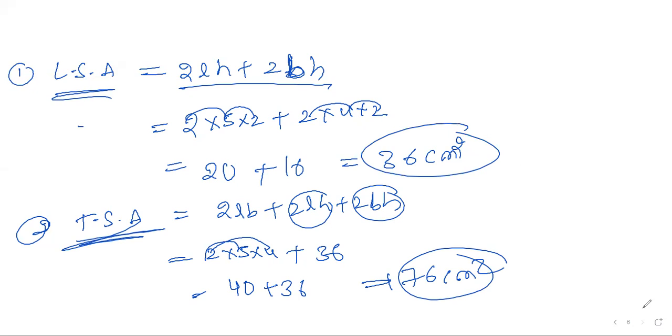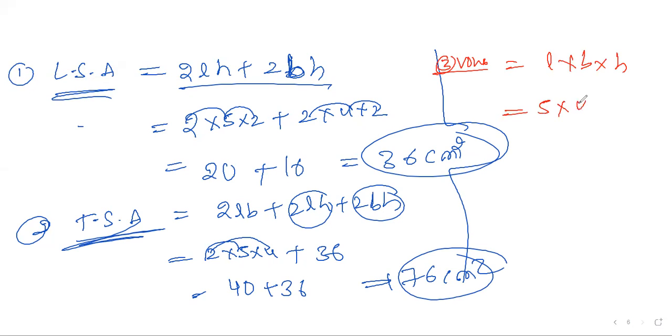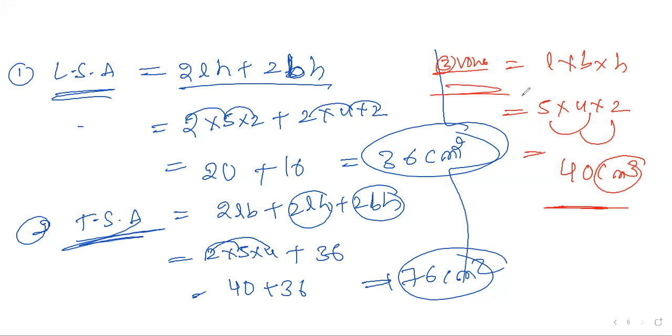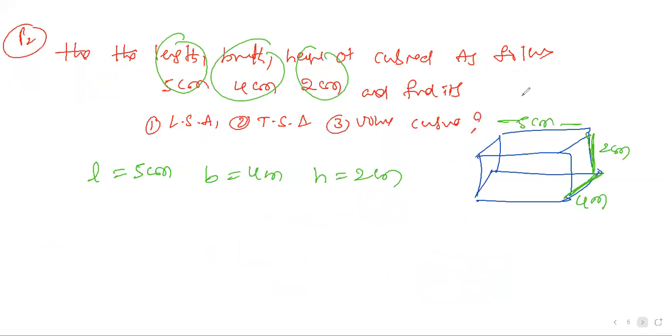Now the third thing is what? Volume. Now I'll write the volume here. What's the volume of the cuboid? The formula is length into breadth into height. What's the value of length? 5, breadth is 4, height is 2. So 5 fours are 20, 20 twos are 40. 40 centimeter cube. This is the volume of your cuboid. All sides you multiply, you'll get the volume. So now the cuboid is clear.